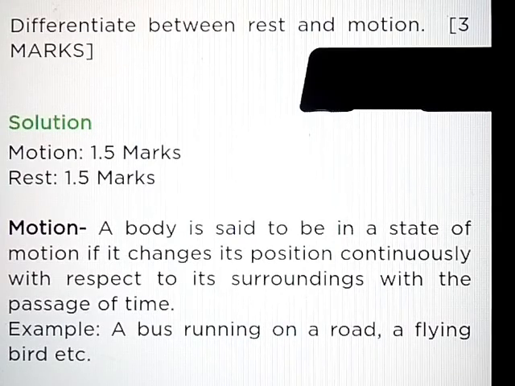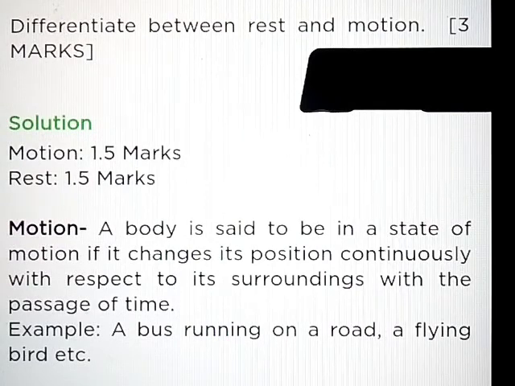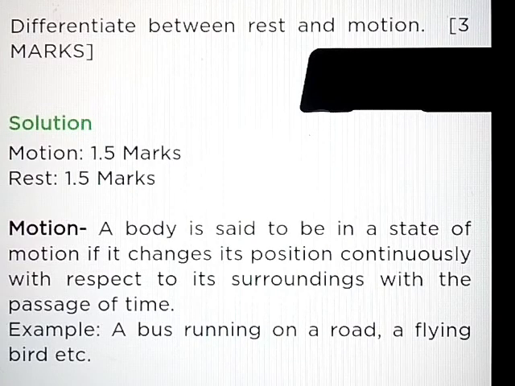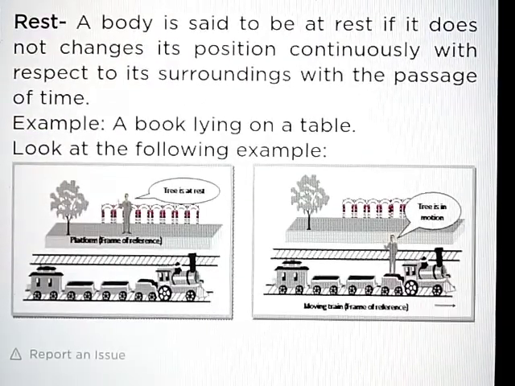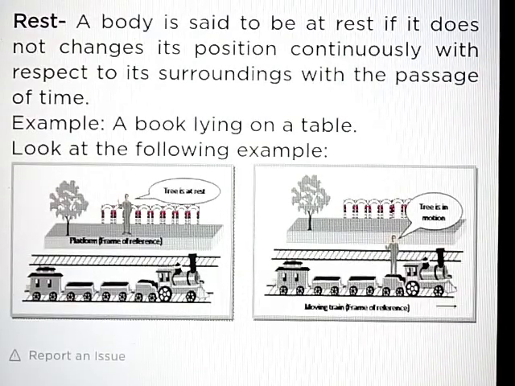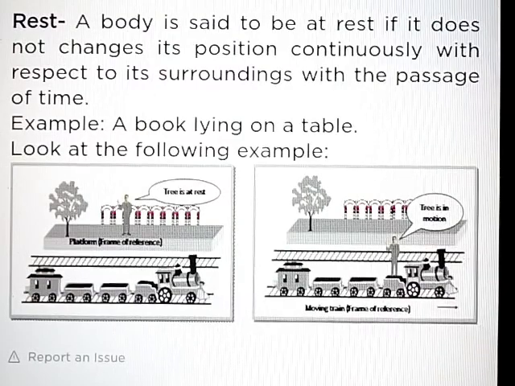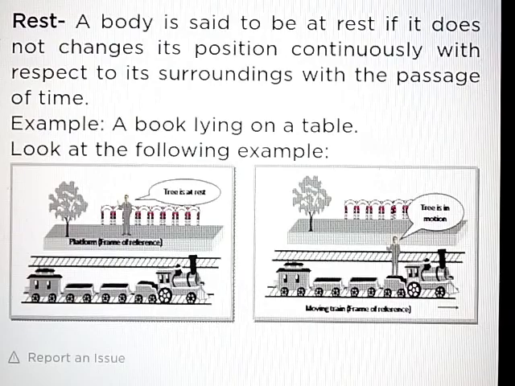Question number 7. Differentiate between rest and motion. Motion. A body is said to be in a state of motion if it changes its position continuously with respect to its surrounding with the passage of time. Example, a bus running on a road, a flying bird, etc. Rest. A body is said to be at rest if it does not change its position continuously with respect to its surrounding with the passage of time. Example, a book lying on a table.